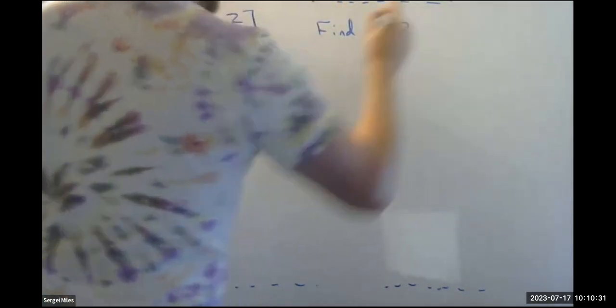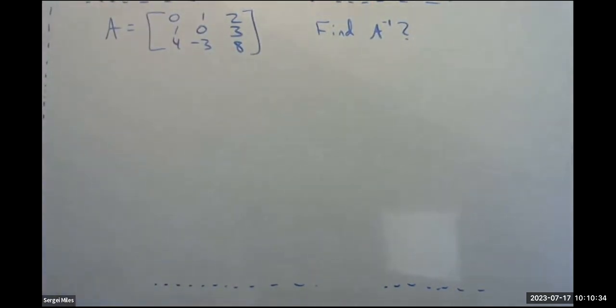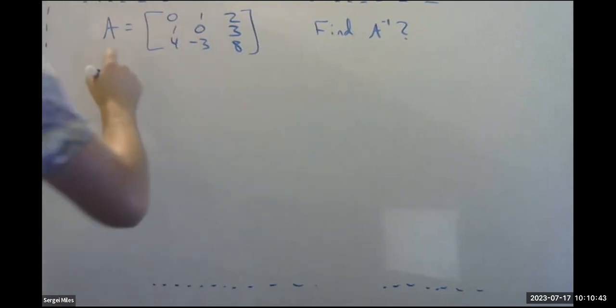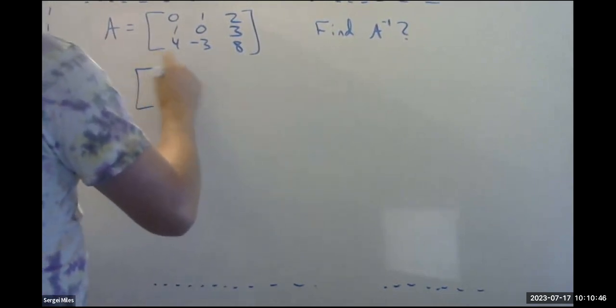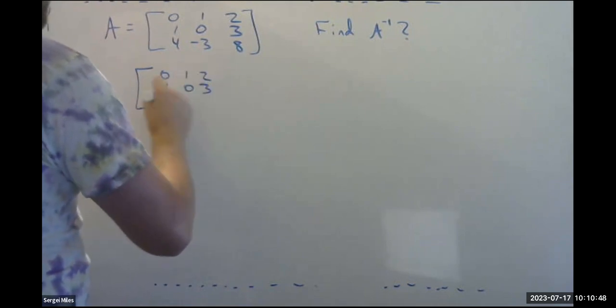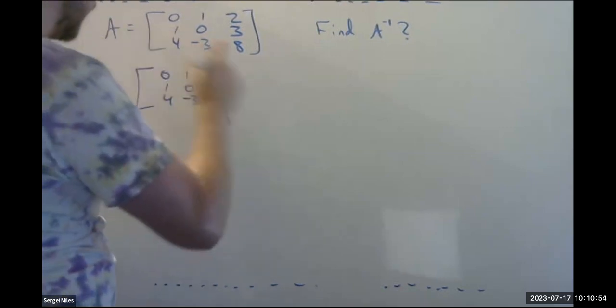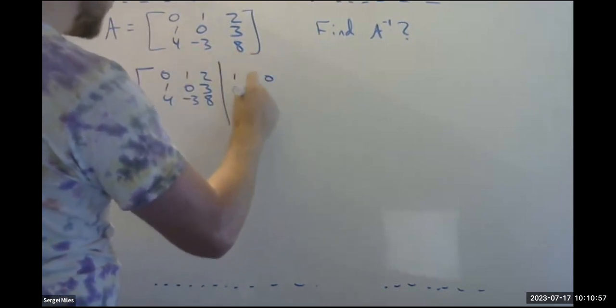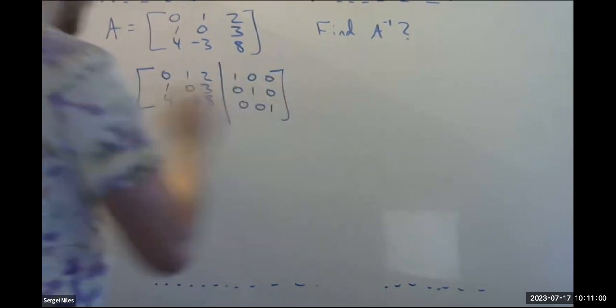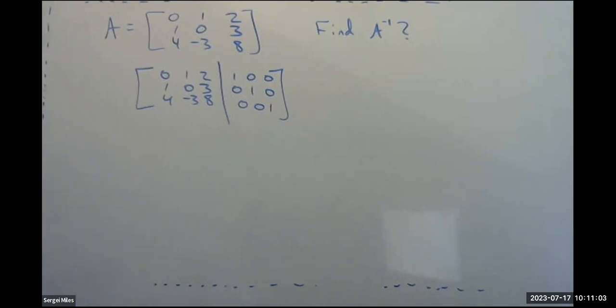Well, we've just said that if we can keep track of the operations that result in the identity and look at the reverse operations, that is going to give us the inverse matrix. So I'm going to take my matrix A, 0, 1, 2, 1, 0, 3, 4, negative 3, 8, and put a vertical bar here. On the other side, I'm going to put the identity matrix. And basically, I'm going to change this left side into the identity matrix. I want to change the left side to make it look like the identity.